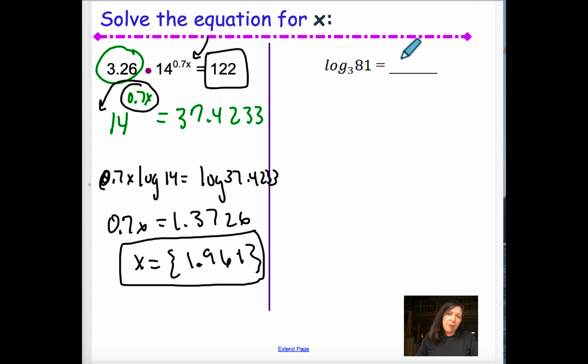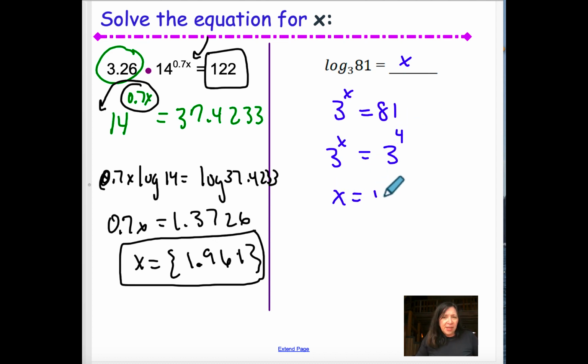For this problem, we are trying to figure out what this equals. This is 3 to the x power is equal to 81. We know that 81 is 9 times 9, which is 4 3s, and that's 3 to the x power. If the bases are the same, I can set my exponents equal to each other, and I get x is equal to 4.